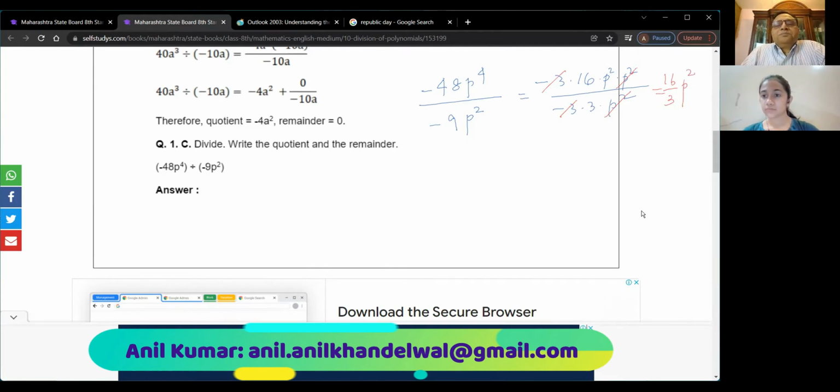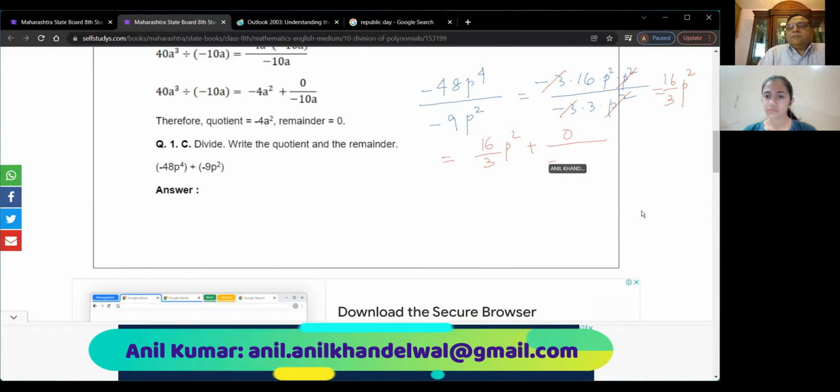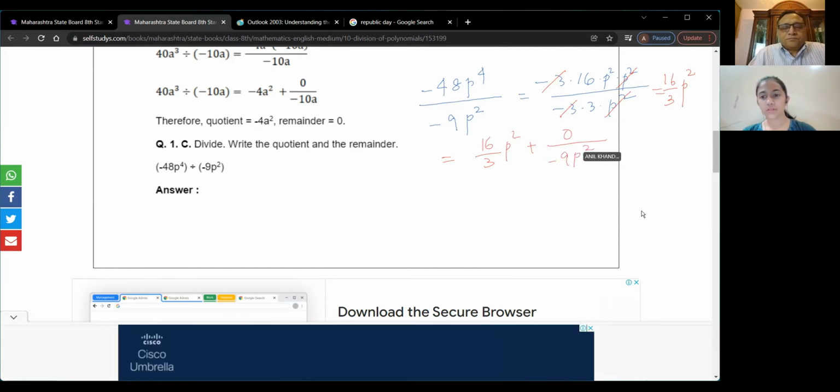There is no more denominator unknown. We have a constant 16 by 3, which is a number, right? So that becomes the quotient. So we can write this as equal to 16 over 3p square plus 0 remainder divided by, you could write, minus 9p square. Is that okay? So in this case, the quotient is 16 by 3p square and the remainder is equal to 0, correct?